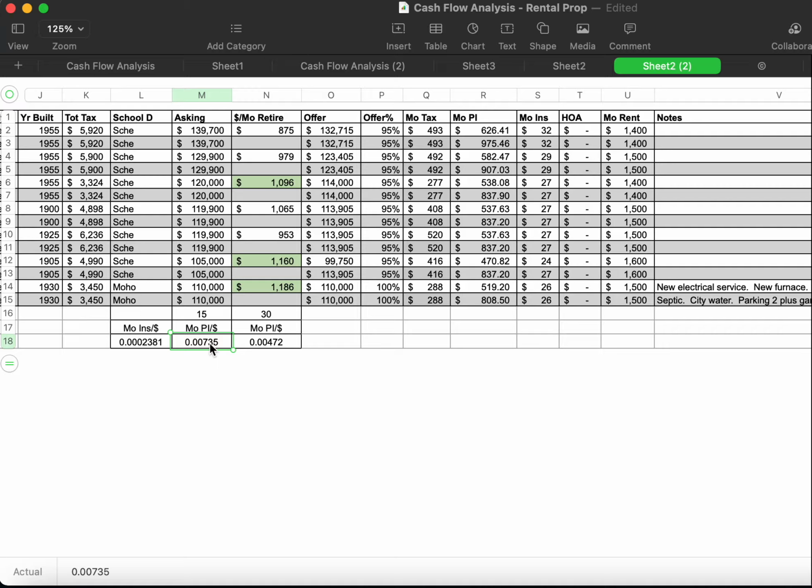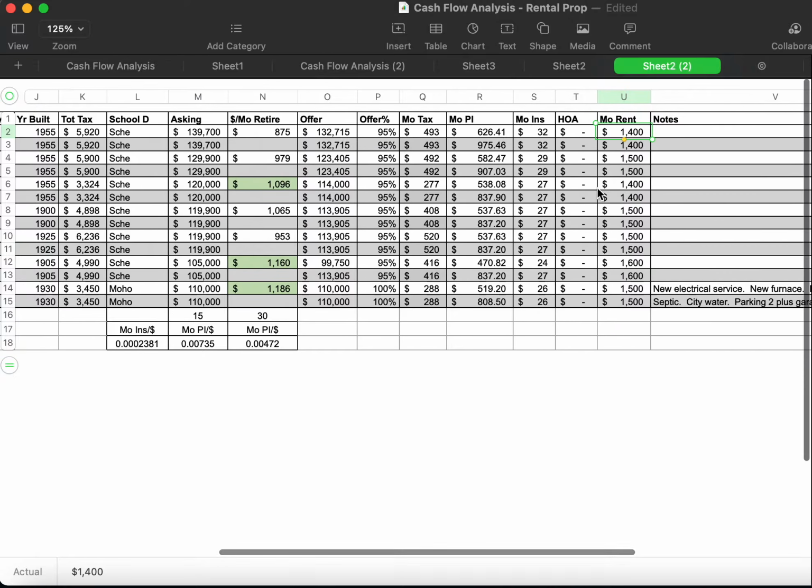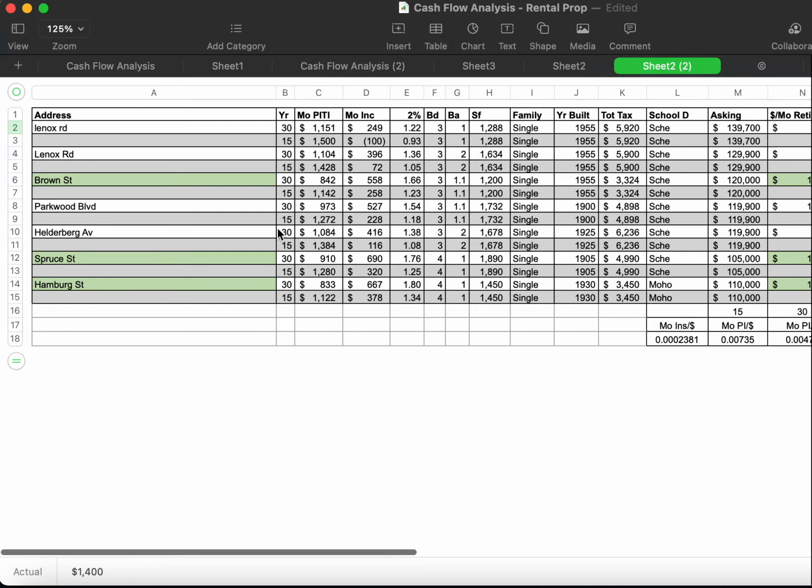Here's the monthly principal and interest estimate for a 15-year, same for a 30-year. And then these rental prices, monthly rent, are just based on my knowledge of the area. They're estimates. I do some market research and try to estimate that in my local area.